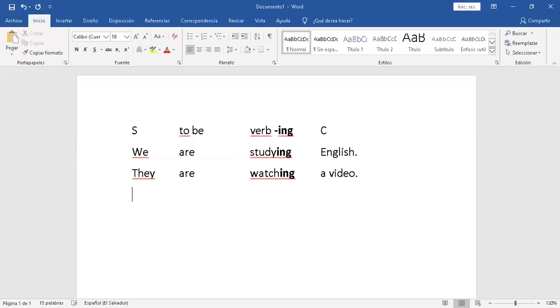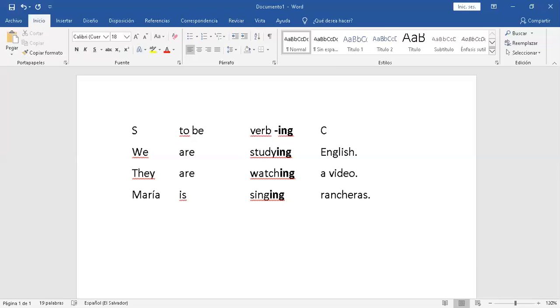Okay. How do you say María está cantando? María está cantando rancheras. María is singing. ¿Qué está cantando? Rancheras. Correct.